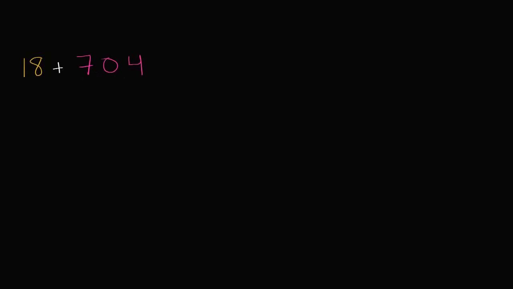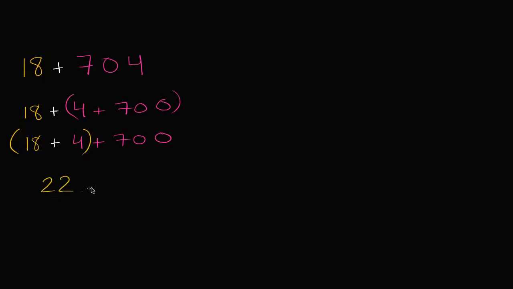So we could say that this is the same thing as 18 plus, I could write 700 plus 4, or I could write it as 4 plus 700, like that. And then I could put the parentheses around this first. And then I could just switch the order in which I add. So this is the same thing as 18 plus 4 plus 700. And now I could add the 18 and the 4 first. Now what's 18 plus 4? It's 22. And then I have plus 700.